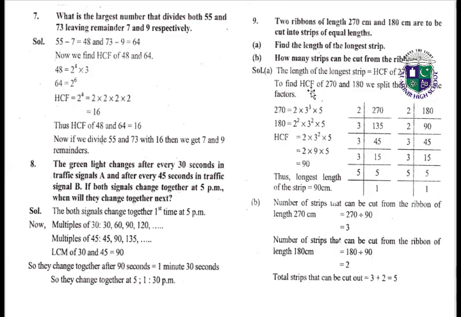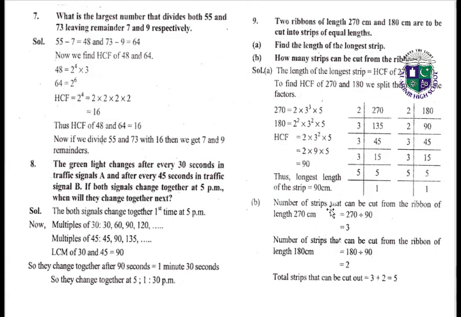To find the highest common factor of 270 and 180, we split them into prime factors. The HCF is 90, so the longest length of strip equals 90 centimeters.